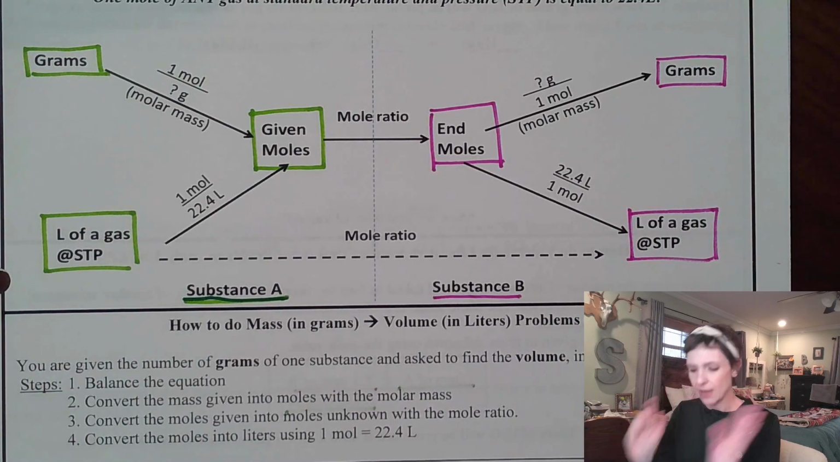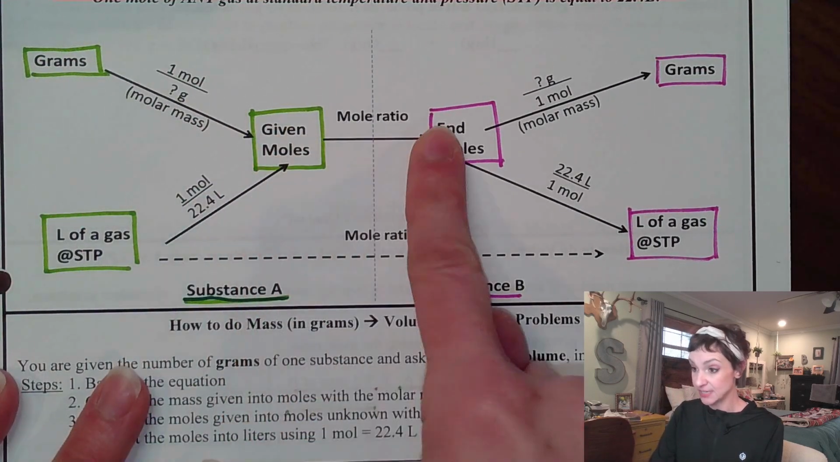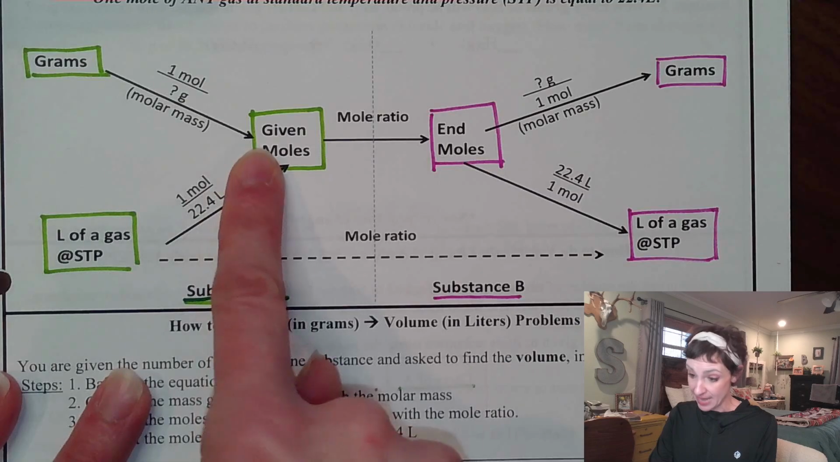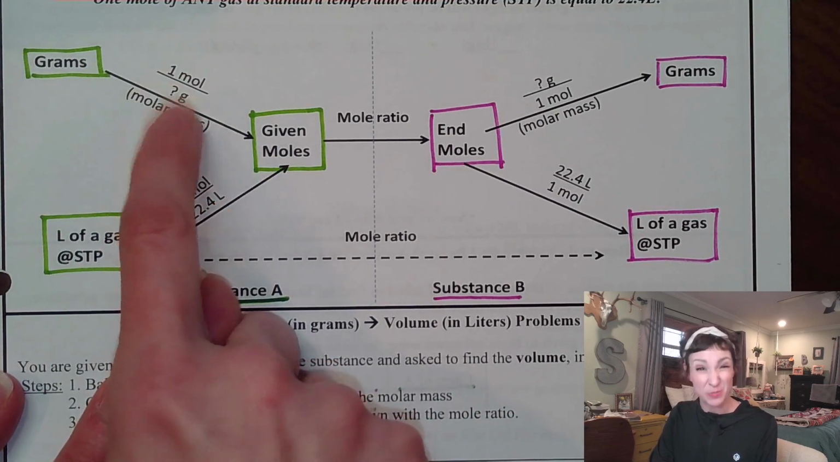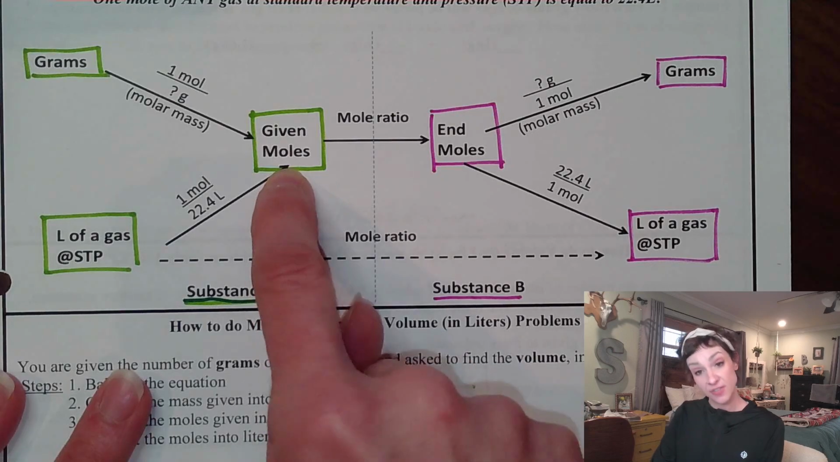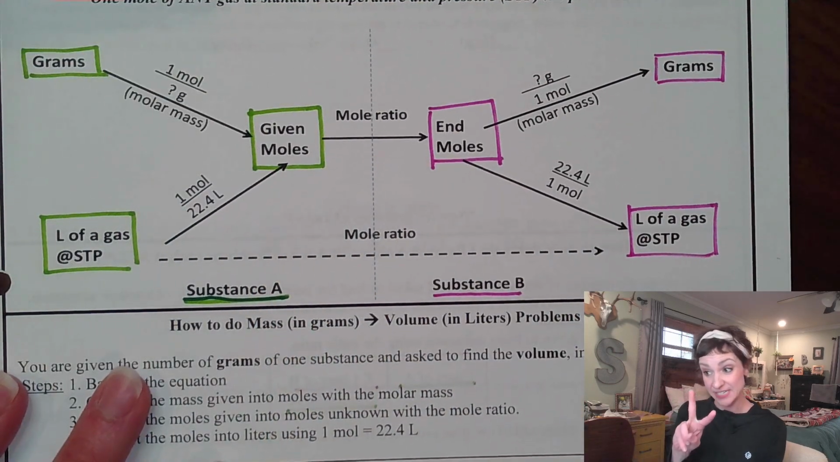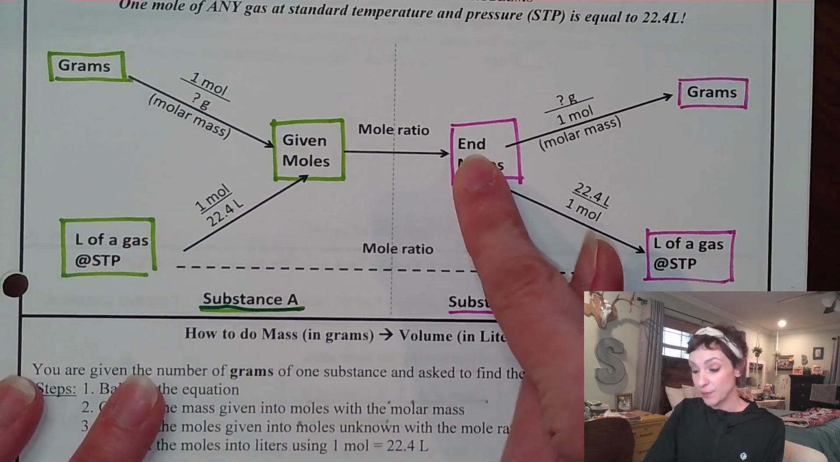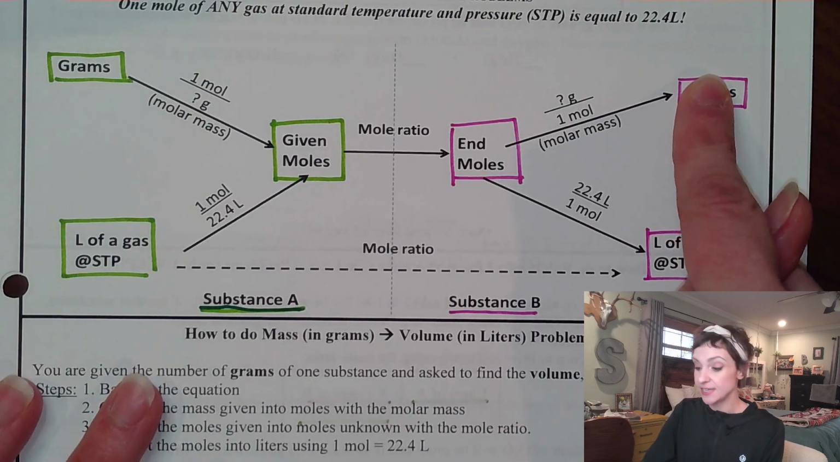So we did grams to moles to moles to grams. We have done that before. We know this first step would be using the molar mass of my given substance, that decimal number from the periodic table. Then the mole ratio between the two substances, or the coefficients between them, and then finally the molar mass of the ending substance.